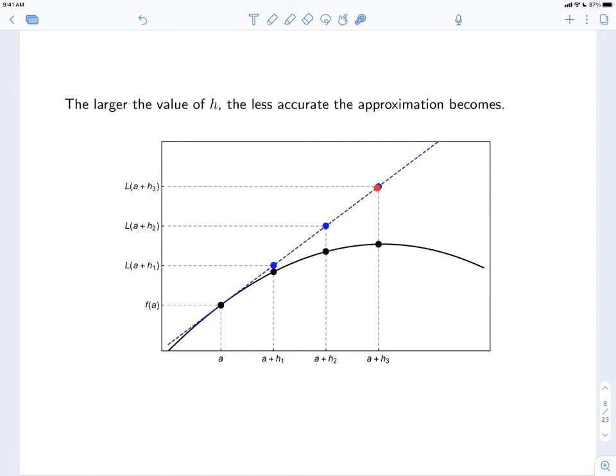And if that vertical distance is getting larger, that means the error is getting larger, so the approximation is becoming less and less accurate as you move further and further away. Tangent line approximations at a point are only good approximations near that point.